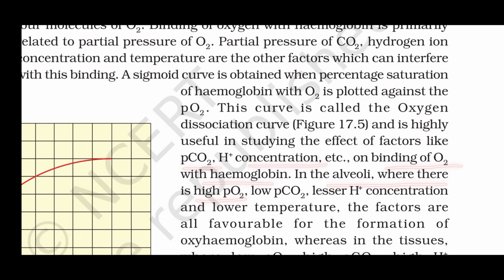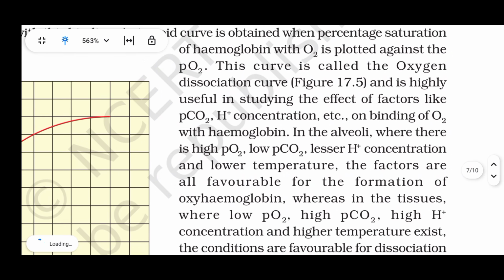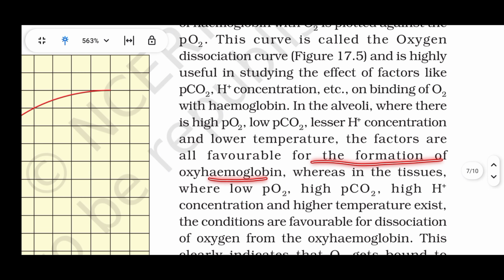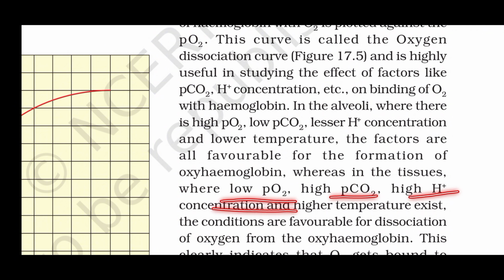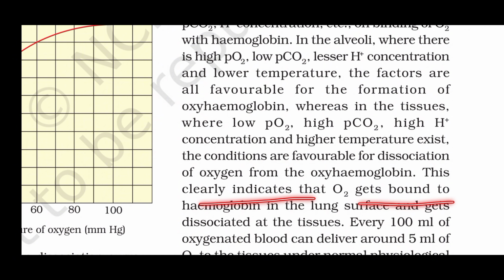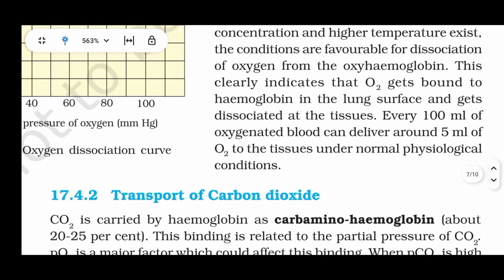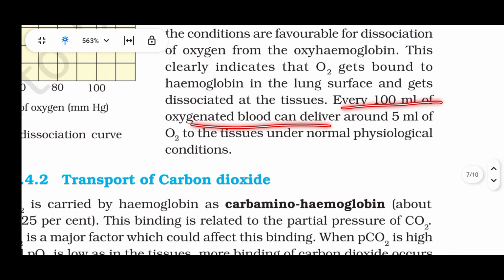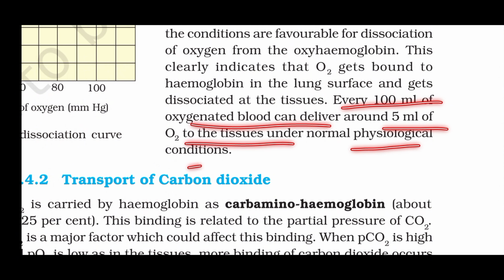In alveoli, there is high PO2, low PCO2, less H+ concentration, and lower temperature. These factors are all favorable for the formation of oxyhemoglobin, whereas in the tissues, where low PO2, high PCO2, high H+ concentration, and high temperature exist, the conditions are favorable for dissociation of oxygen from the oxyhemoglobin. This clearly indicates that O2 gets bound to hemoglobin at the lung surface and gets dissociated at the tissue. Every 100 ml of oxygenated blood can deliver around 5 ml of O2 to the tissue under normal physiological conditions.